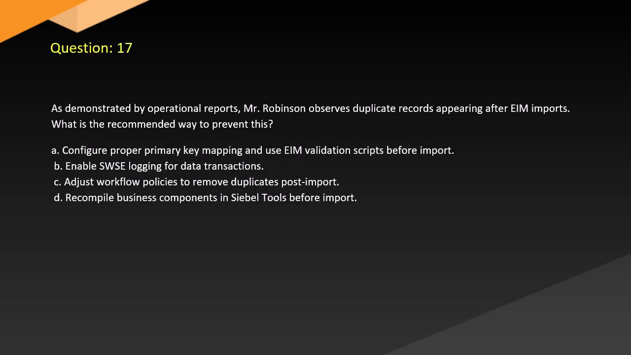Question 17. Demonstrated by operational reports, ISTA Robinson observes duplicate records appearing after IAM imports. What is the recommended way to prevent this? A. Configure proper primary key mapping and use IAM validation scripts before import. B. Enable logging for data transactions.